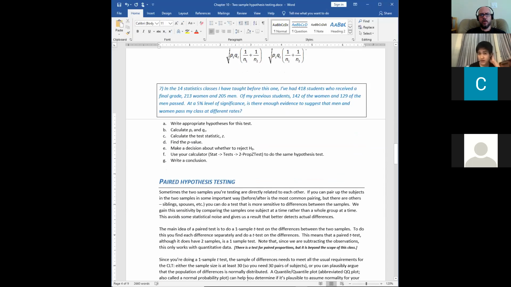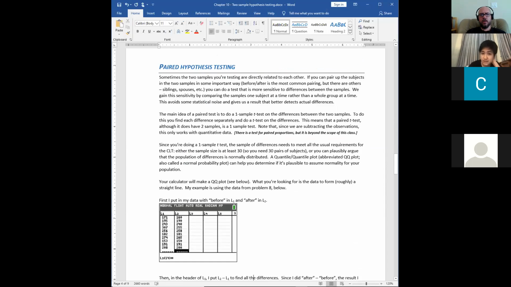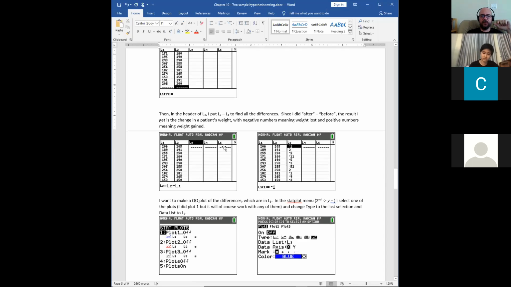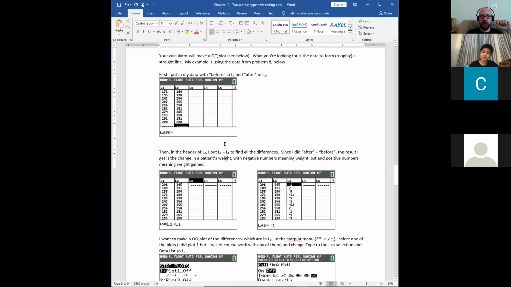Can you go over 8, like paired hypothesis testing? Sure. So for paired testing, there's a couple different ways to do it. The number one thing to know about paired testing is that it has two samples, but it's really a one sample test. Because what you're going to do is test to see if your differences are significantly different than 0.